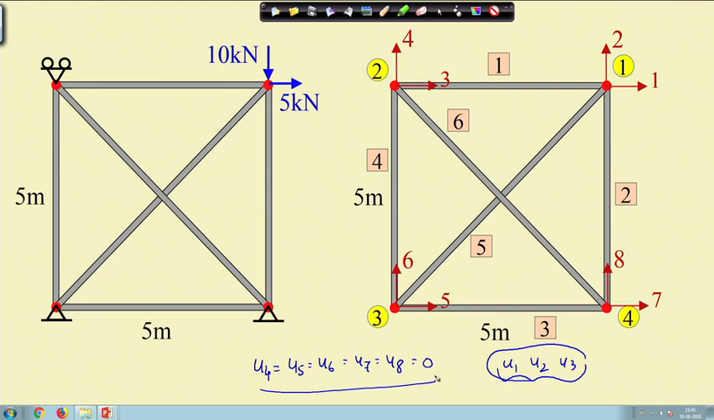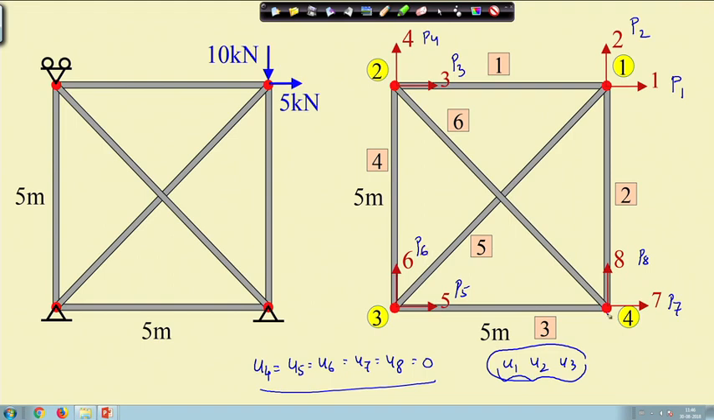Similarly, what information do we have for the load? Suppose this is P1, this is P2, load meaning member load, this is P3, this is P4, and then P7, P8, then P5, and then P6.